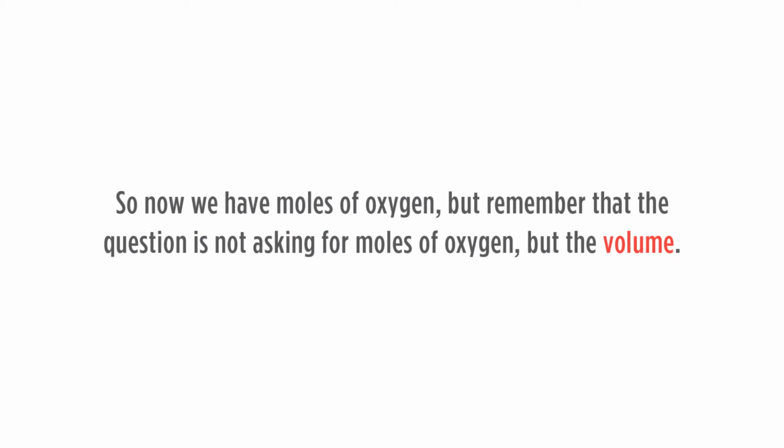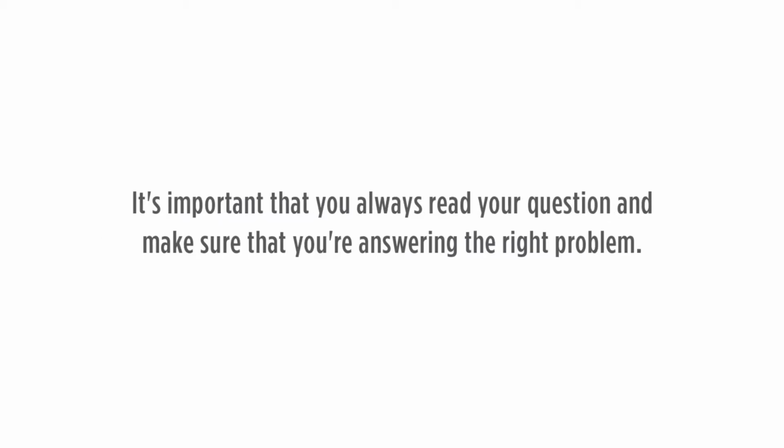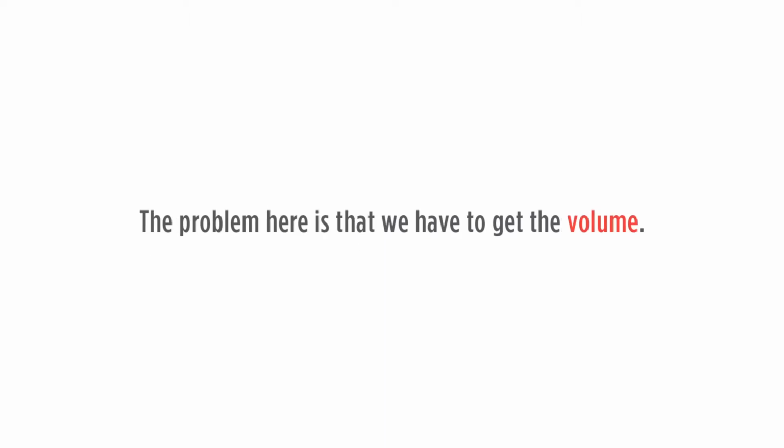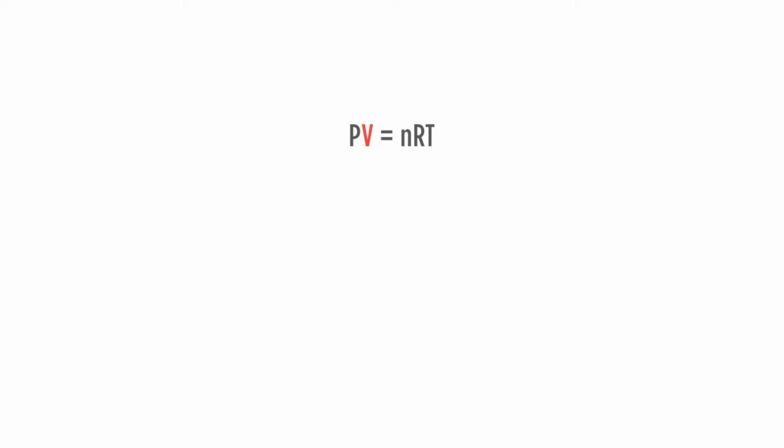So now we have moles of oxygen. But remember that the question is not asking for moles of oxygen, but the volume. It's important that you always read the question and make sure that you're answering the right problem. The problem here is that we have to get to the volume. We know how to get to the volume. If we use the ideal gas law, PV equals nRT, we rearrange to get volume by itself. V equals nRT over P.